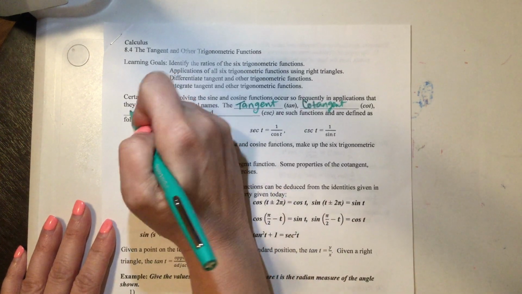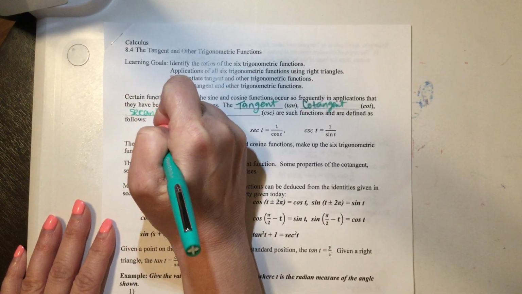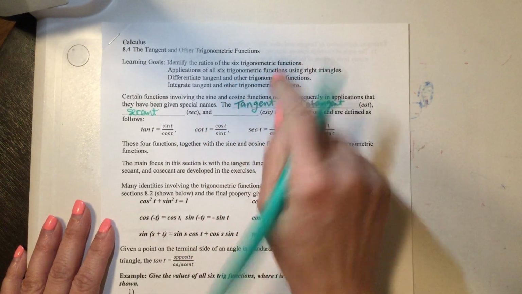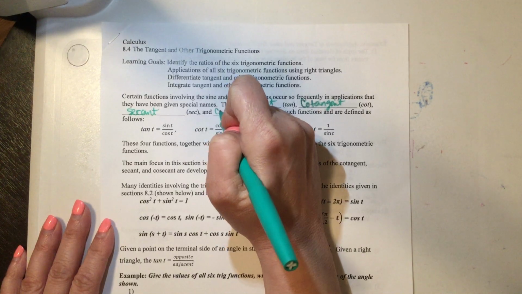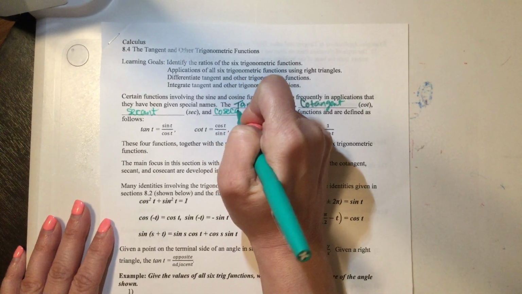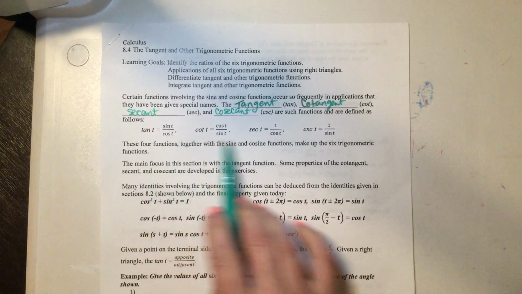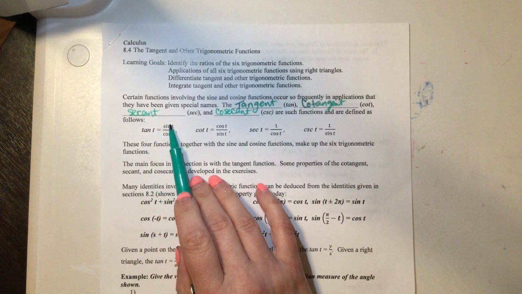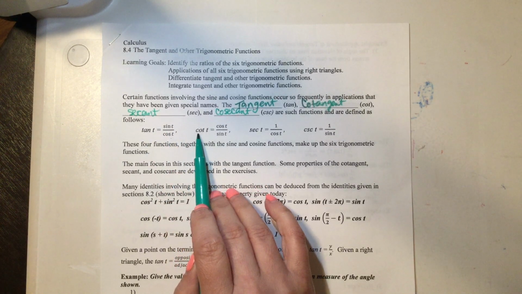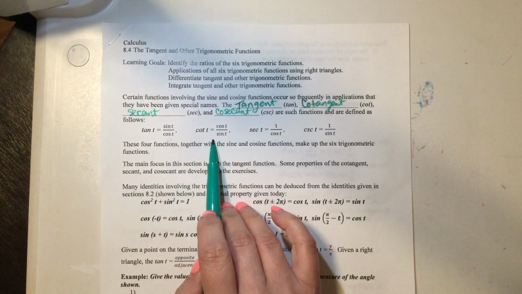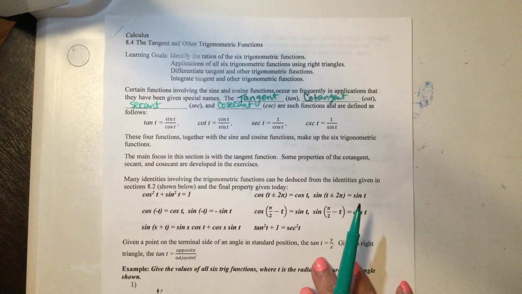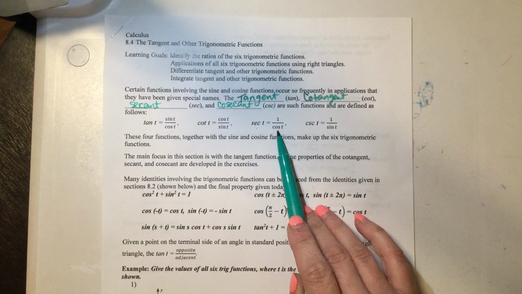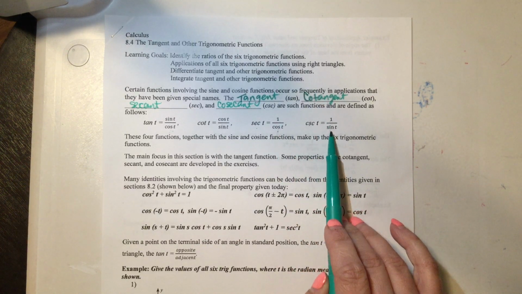The reciprocal of the cosine is called the secant, and they use the letters S-E-C. And the reciprocal of the sine is called the cosecant. Okay, and so again, this is what they look like. We have been studying the sine and cosine. The tangent is the sine over the cosine. The cotangent is the reciprocal of the tangent, so you'll notice the fraction is just flipped, making it the cosine over the sine. The secant is the reciprocal of the cosine. The cosecant is the reciprocal of the sine.